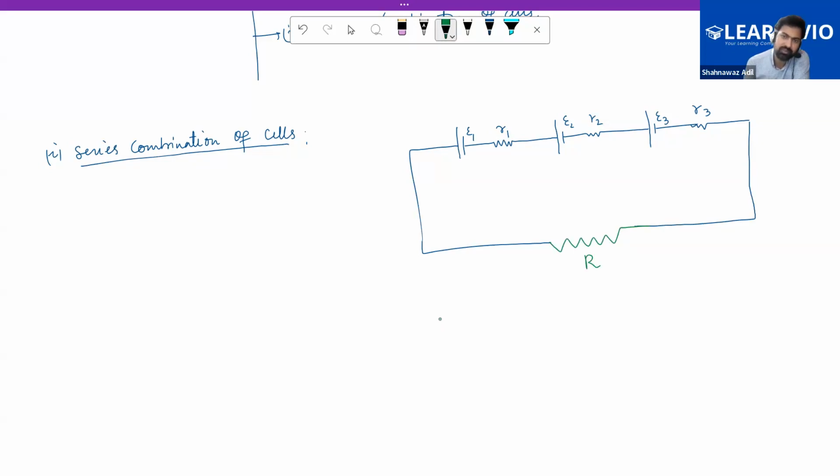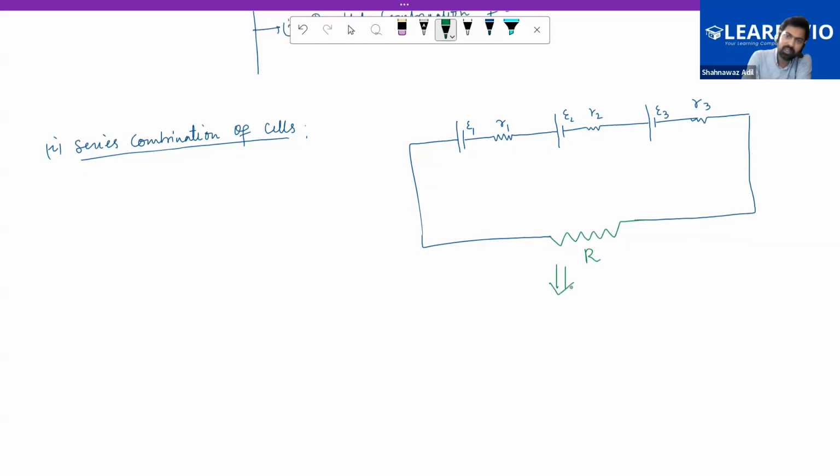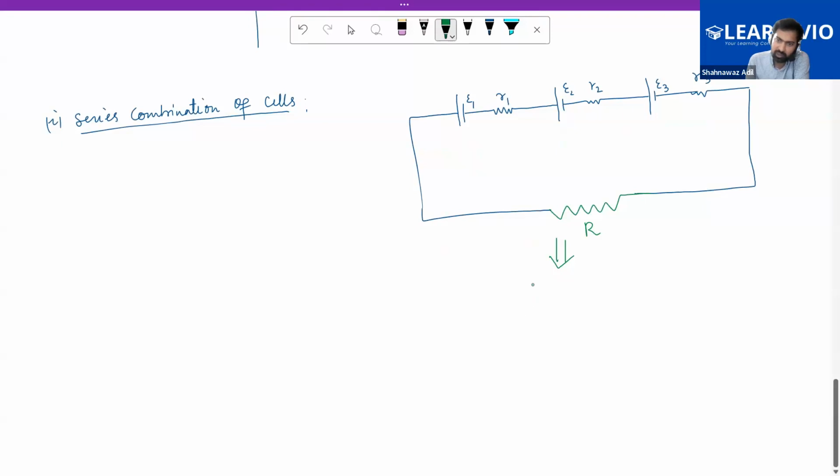So this is the series combination, right? We are connecting the cells alternatingly. So this kind of combination is called series combination. And if we write it effectively, this would be some effective EMF and then effective resistance. So this would be the overall diagram of this circuit. So this would be E equivalent and this would be R equivalent, small r, and then this R.